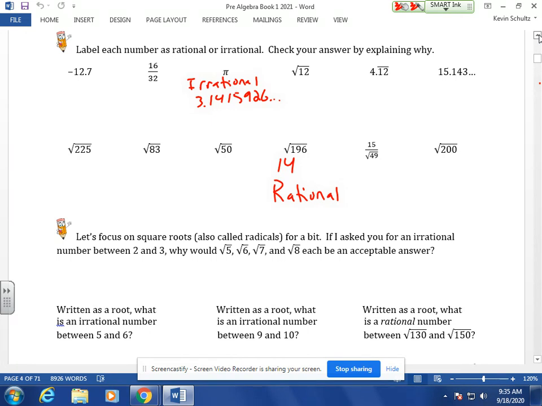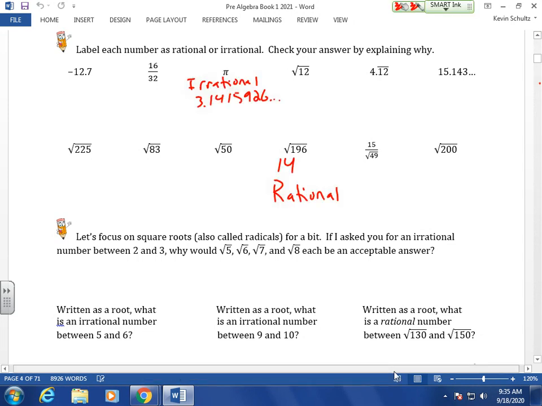Okay. The second section here says, let's focus on square roots, also called radicals, for just a bit. If I asked you for an irrational number between 2 and 3, so I'm looking for a decimal that does not end, does not repeat, that's between the values of 2 and 3. Why would any of these four roots, root 5, root 6, root 7, or root 8, each be an acceptable answer?